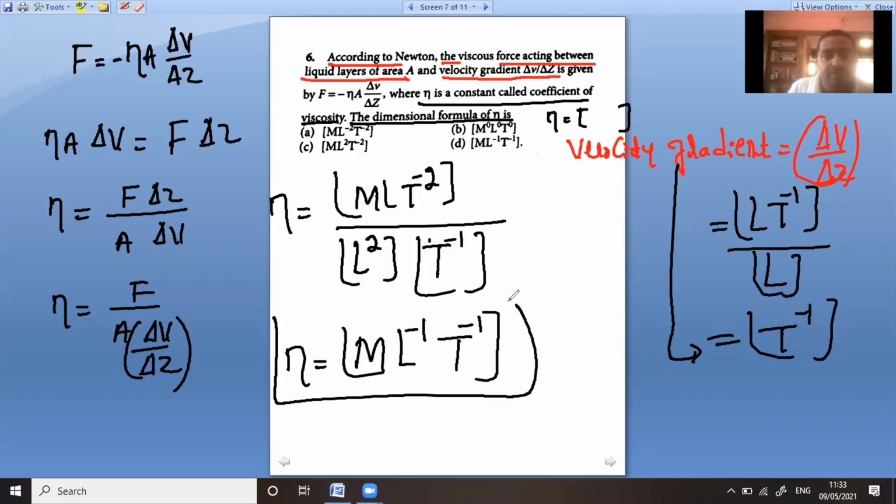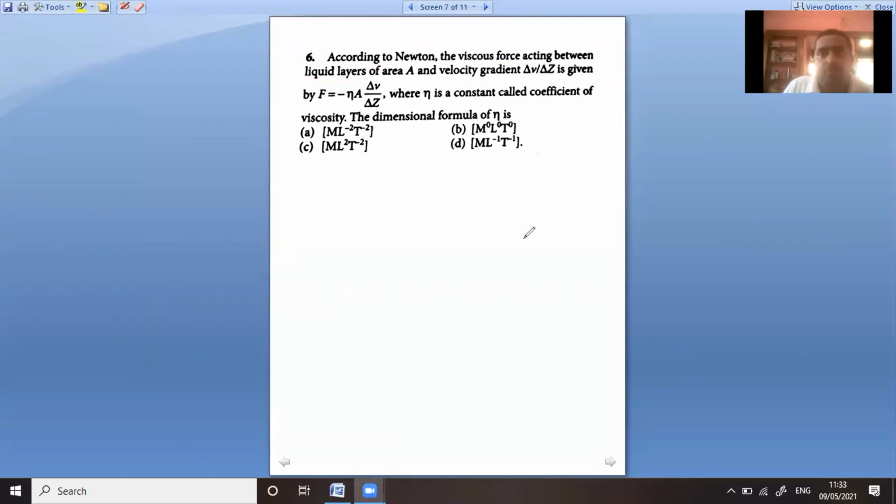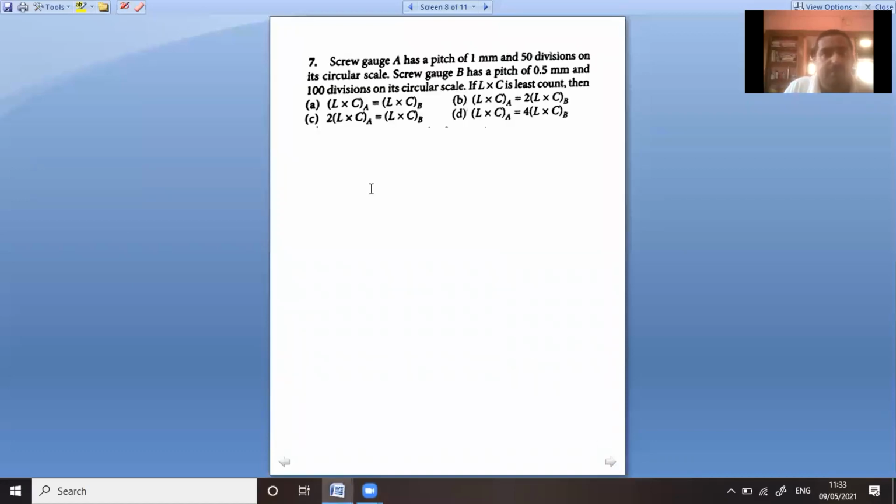So the dimensional formula of the coefficient of viscosity is M L minus 1 T minus 1. That is, option D is the correct answer. Okay, next question. Question number 6 is completed. Question number 7.